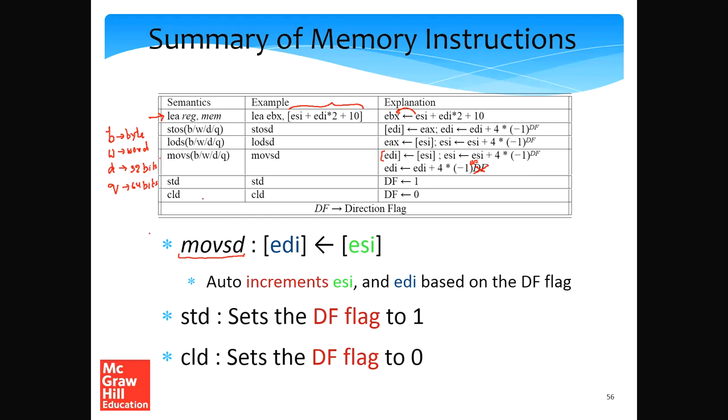We have two more instructions, STD and CLD. STD sets DF to 1, and CLD, which is like clear D, sets the direction flag to 0, depending upon what we want to do, whether we want to add 4 or whether we want to subtract 4.